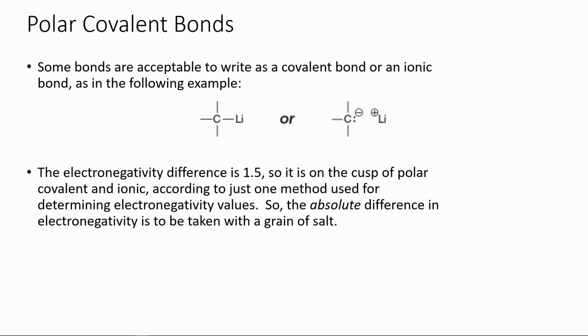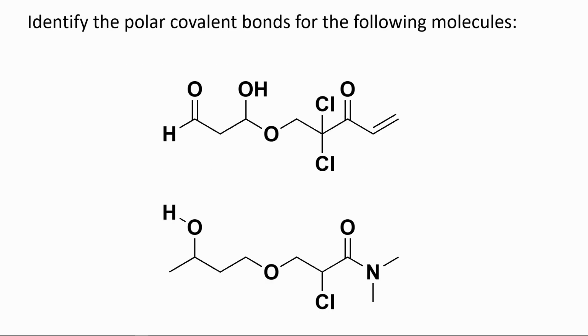And occasionally we'll have some examples where we can actually write them as a covalent bond or an ionic bond. Carbon-lithium is really right at that 1.5 difference, so we can depict that as a carbon-lithium covalent bond or an ionic pair between the carbon and the lithium. So take a moment and try to identify all of the polar covalent bonds for the following molecule.